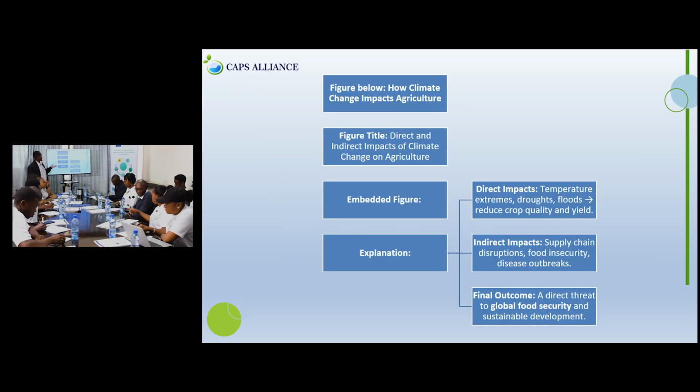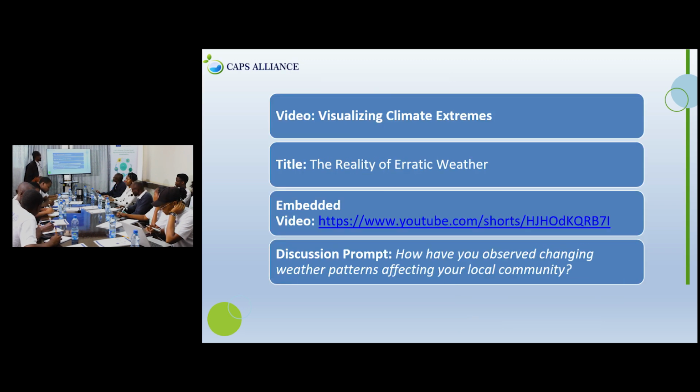Now here the figure is on the other page, on the direct and indirect impacts of climate change. Of course, the direct impacts are obvious. We have extreme temperatures and droughts as a result of climate change, and reduced crop quality and yield. Those are direct impacts of poor land management and poor environmental management. Then the outcomes of this mismanagement will be on global food security and sustainable development.